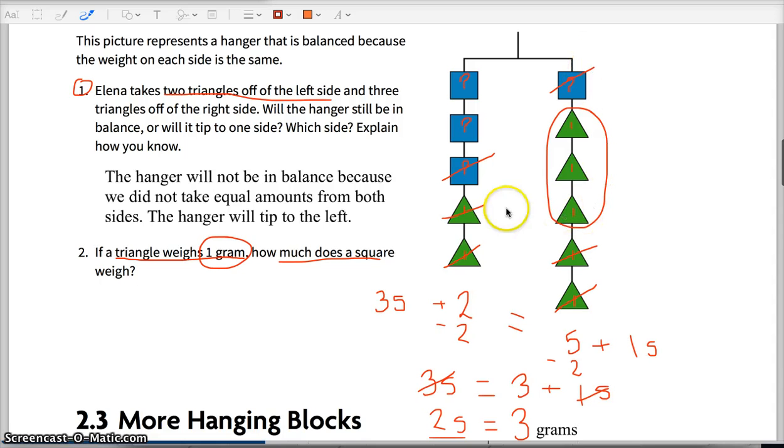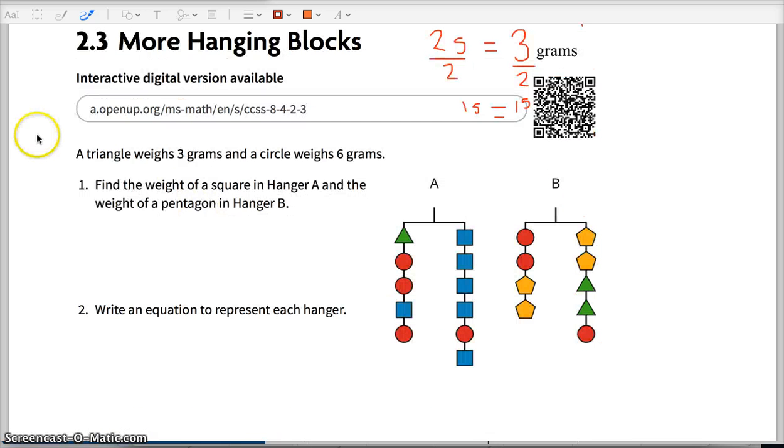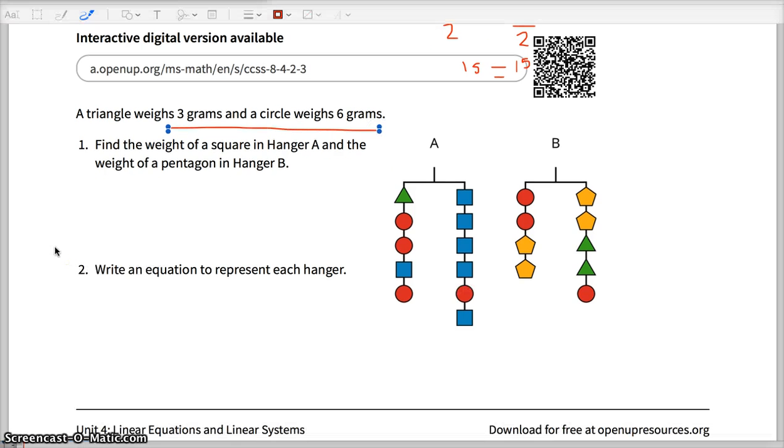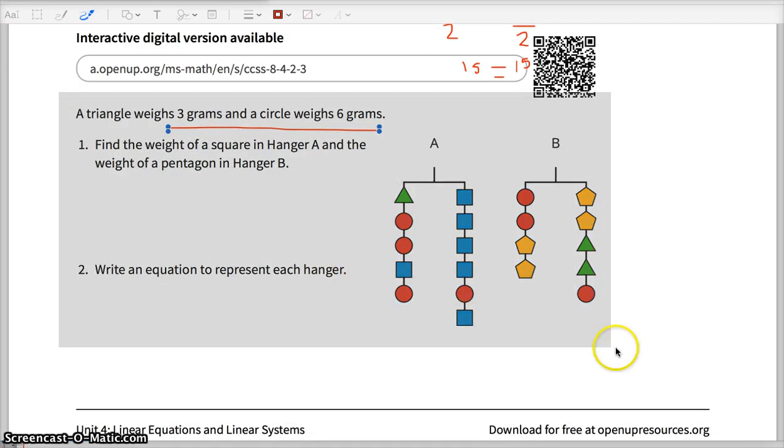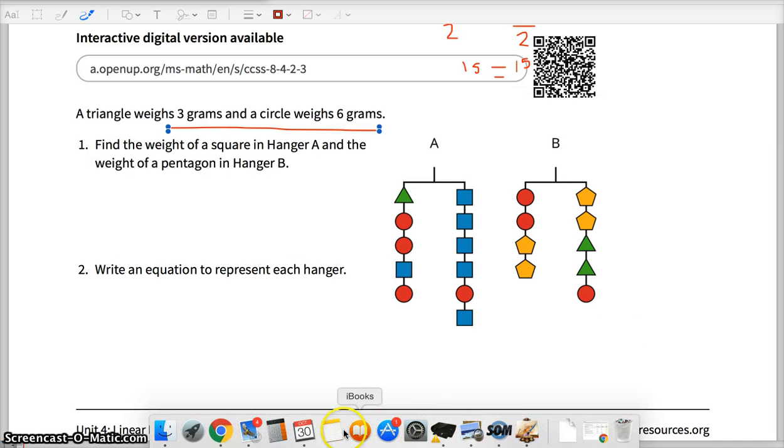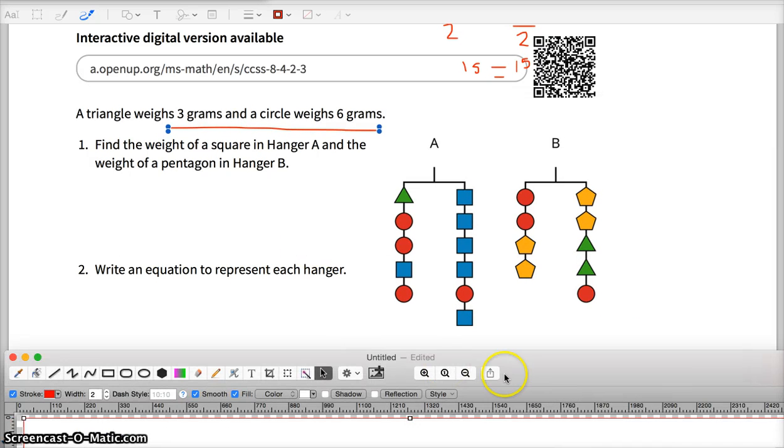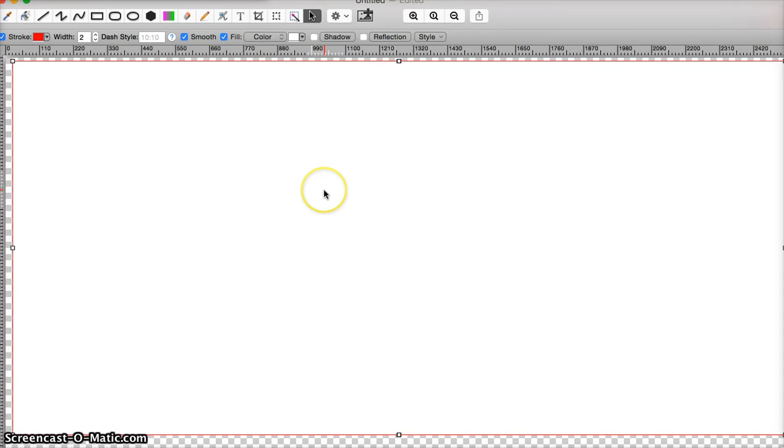And we were able to do that just by making sure that whatever we took away from one side, we were also able to take away from the other side. So now we're going to try this with a different hanger and some different numbers, but it's going to be the same process. We just have to read the directions carefully. I'm going to grab a screenshot of this and send it into a different program that I can work with a little bit better with writing notes.